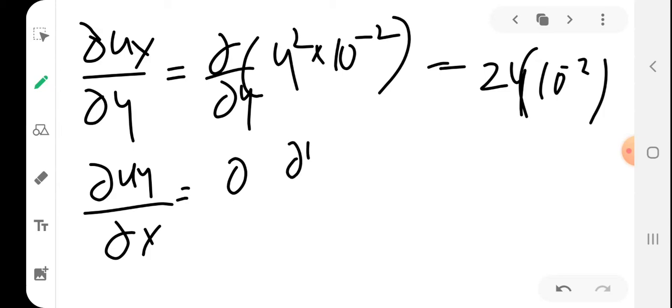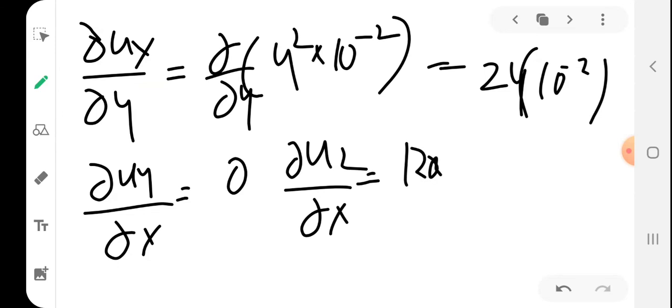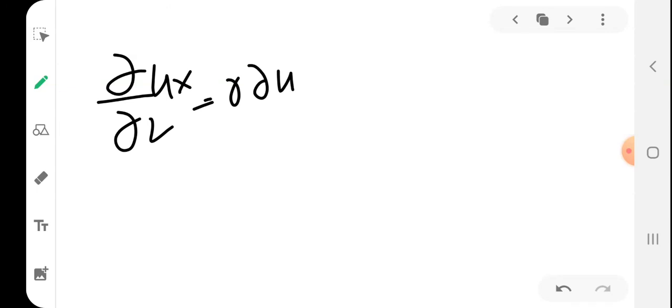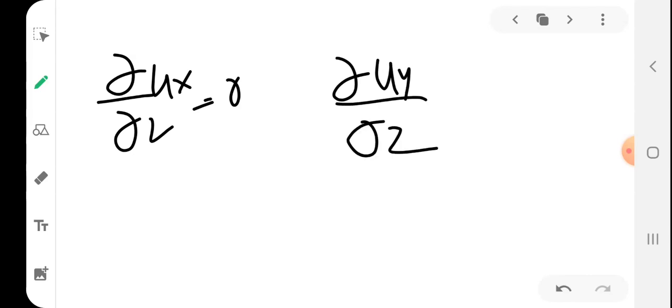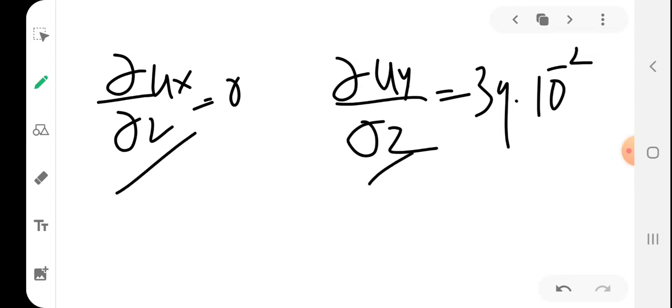Similarly, ∂uz/∂x is nothing but you will get 12x into 10 raised to minus 2. Just check it. Now ∂/∂z of ux will be 0. ∂uy/∂z will be 3y into 10 raised to minus 2, right. So actually we found all the differential terms.